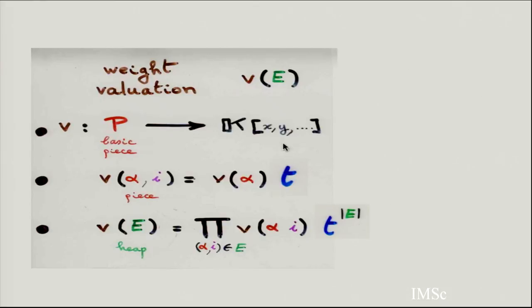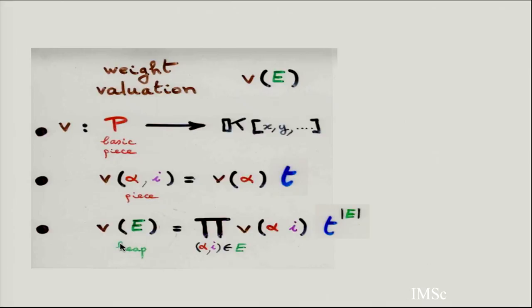So now we have a weight. We go back to heaps of pieces. The weight of a heap is given by the weight of the basic piece. Now the weight of a basic piece is going to be of this form. There is a variable t, so t is going to count the number of pieces. The extra variable is just t for a piece.